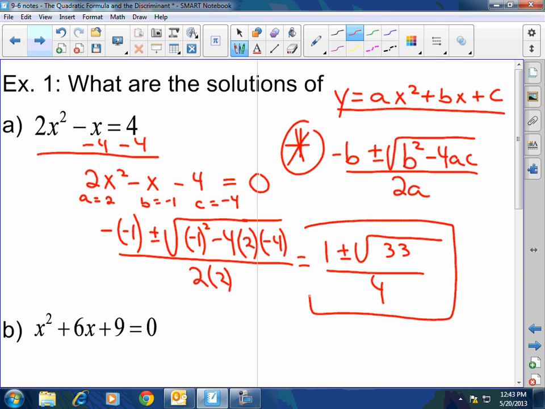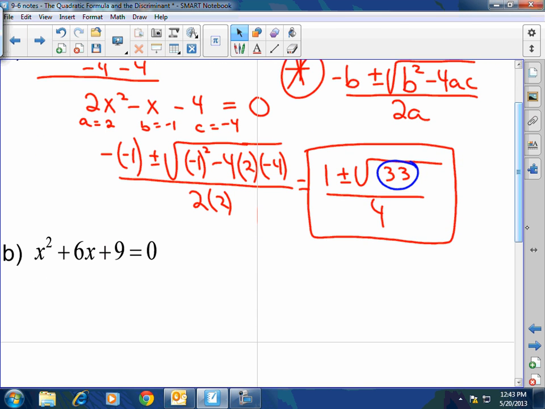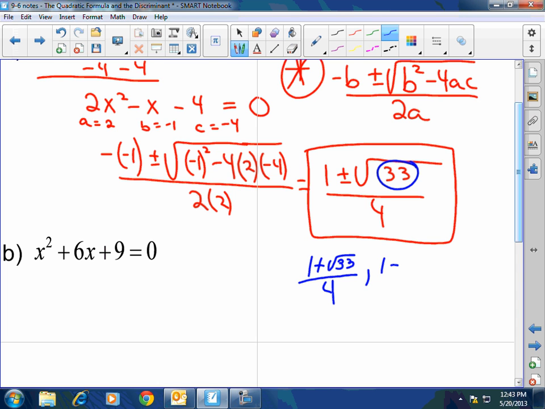You cannot simplify this any further. You're done. If you could simplify this radicand, you must. You have to. But in this case, you don't, so you are done. You have two solutions here: 1 plus square root of 33 over 4 and 1 minus square root of 33 over 4. Okay, let's continue, gentlemen.